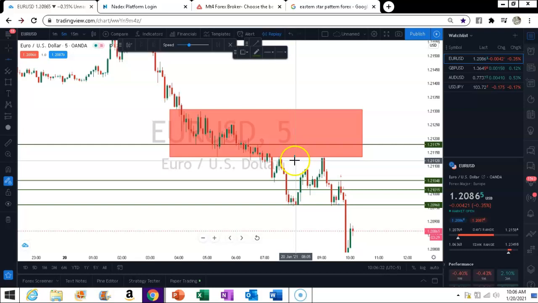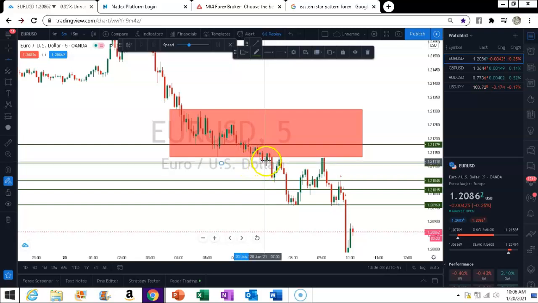My entry is going to be right here at this level of support. This is where I will enter. Let me change the color. That's where I will enter, right here at this level of support. I would place me a sell limit here.